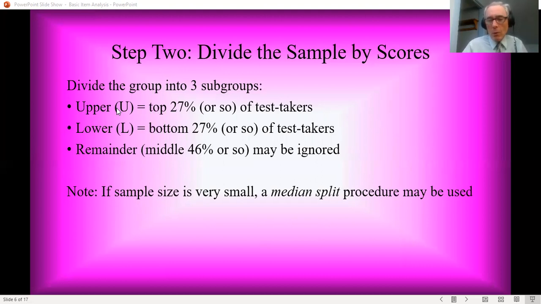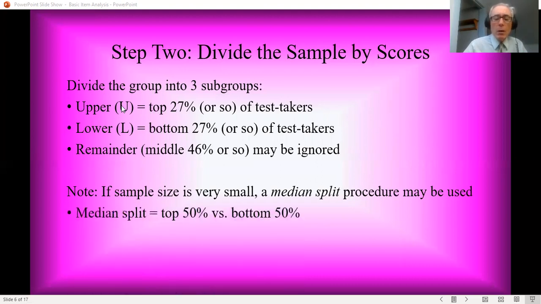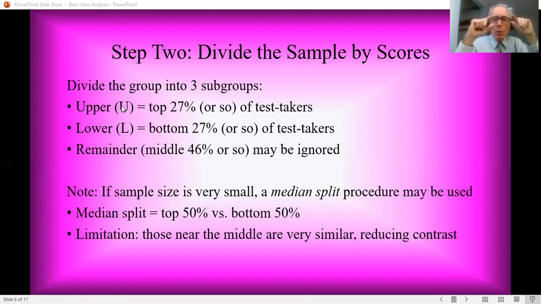Sometimes what people will do is use what's called a median split, where you just split it into the top half and the bottom half, right? So you just split it right at the 50th percentile. If you're in the upper half of the test takers score-wise, you're in the upper group; lower half, you're in the lower group. That's okay. The problem here is that those ones in the middle aren't really that different.